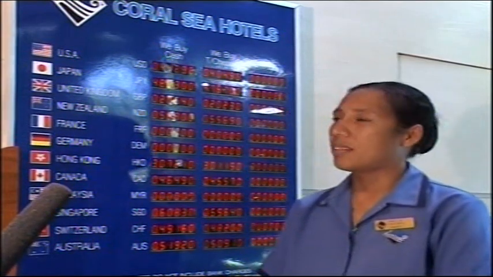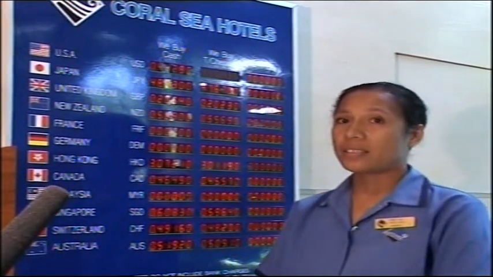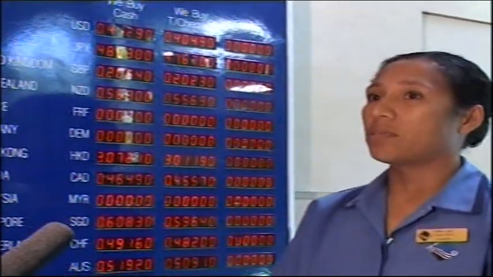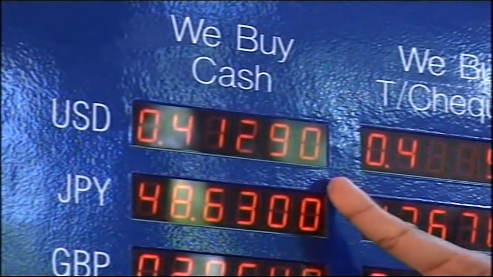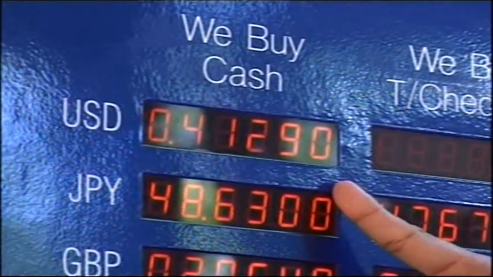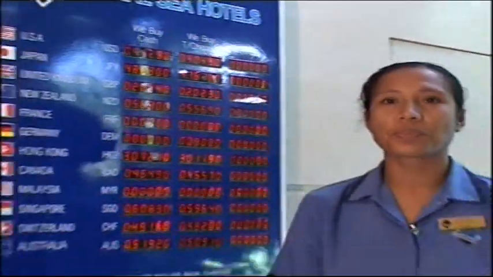Hello, hotel rates depend on the daily rate of currency. It depends mainly on dollars that we buy. We actually don't sell dollars, but we buy dollars daily depending on the rates provided by the bank. So what's the rate for today? The rate for today for US dollars is 0.4129. Thank you, madam. You're welcome.